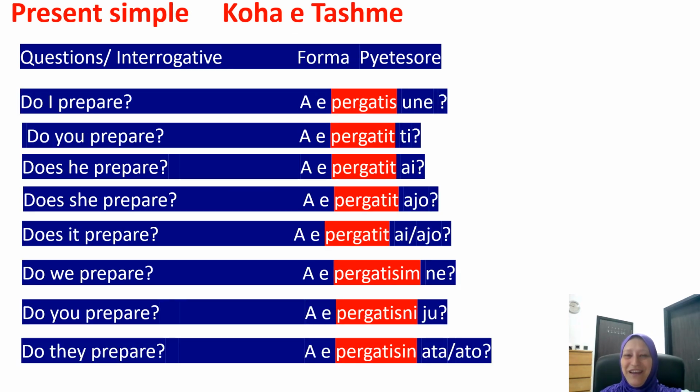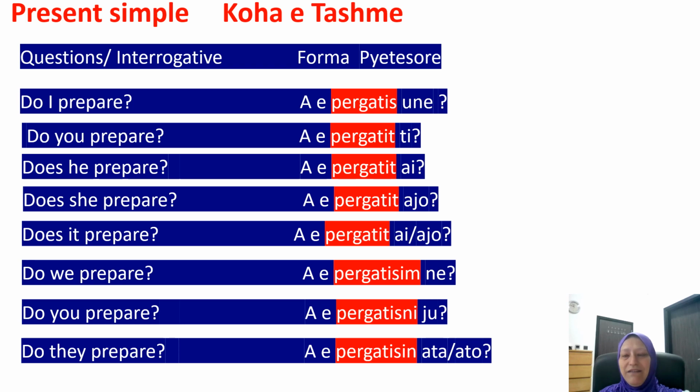So in Albanian we have përgatis, a e përgatis unë. In this case, we have përgatit in you, he, she, and it. So they're just the same. So do I prepare? I përgatis unë. Do you prepare? I përgatit ti. Does he prepare? I përgatit ai. Does she prepare? Does it prepare? They are the same. So I përgatit ajo. I përgatit ai, ajo.